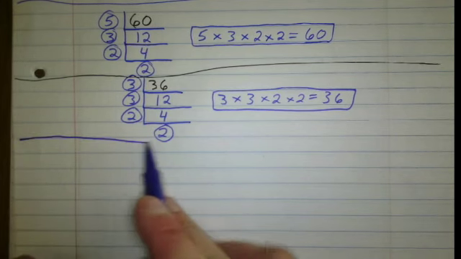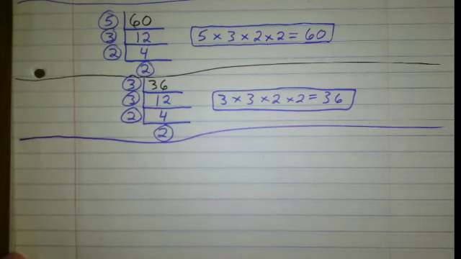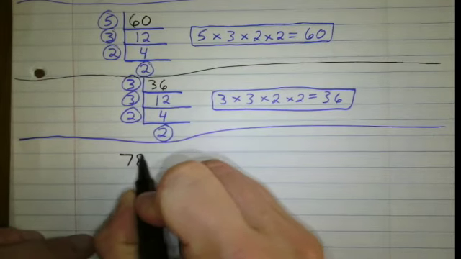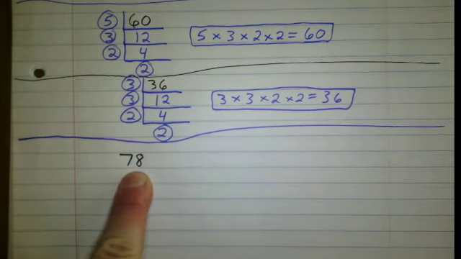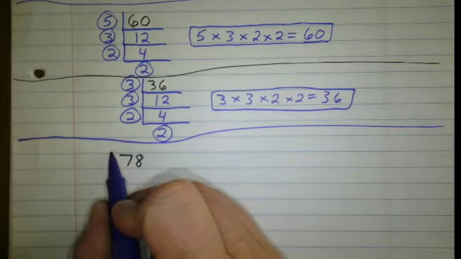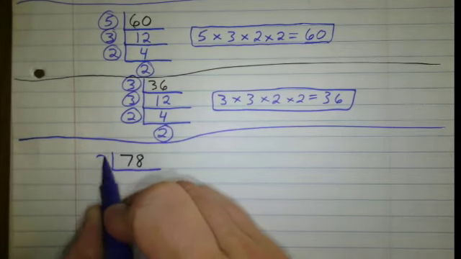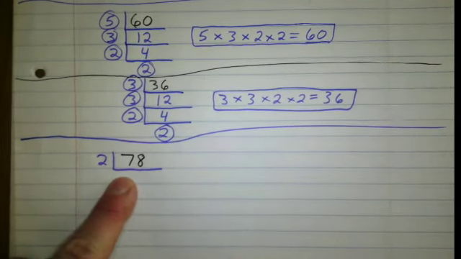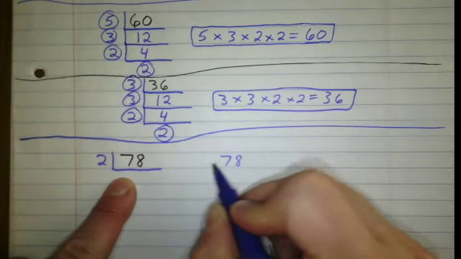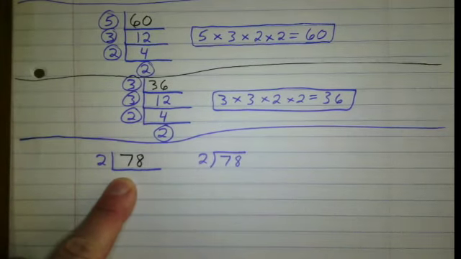Let's do another example. So the next example is 78. Well, I know it's an even number, so I know I can at least make a rung on the ladder and divide it by 2. Maybe I don't know how many times 2 goes into 78, so I have to show out here on the side and actually divide by 2 and actually try.